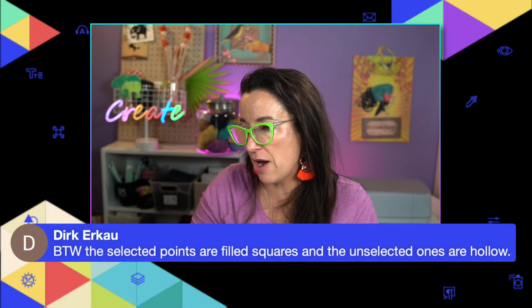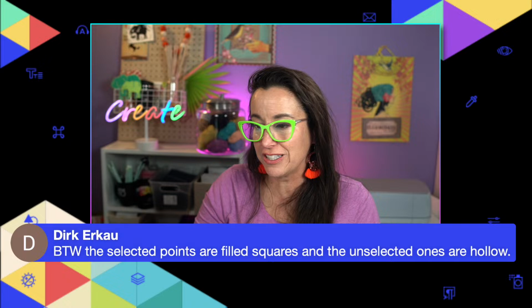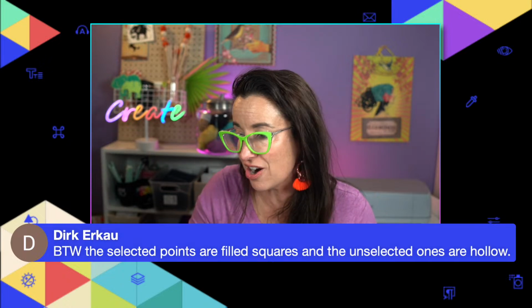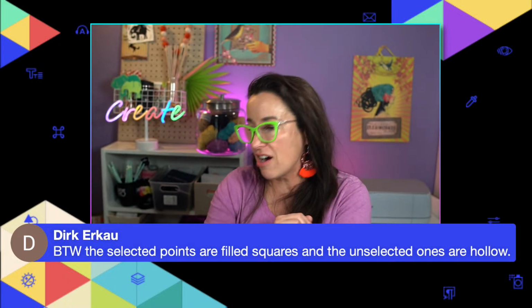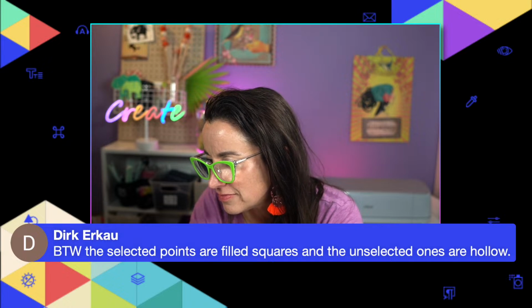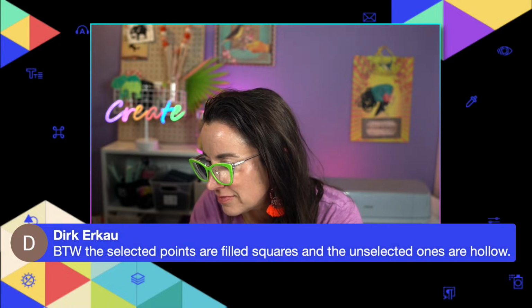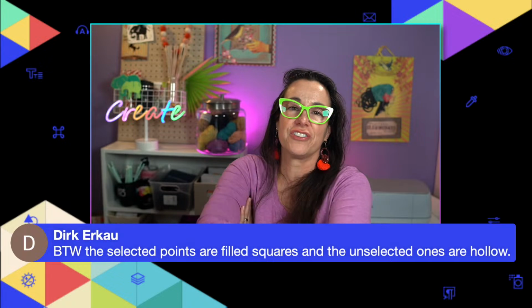Dirk is also pointing out, by the way, the selected points are filled squares and the unselected ones are hollow. Oh, they're squares, not circles. Sorry. That's why it helps if you make the points bigger. Yes, they are squares, but one is filled and one is hollow. And if you can't tell what shape it is, you definitely need to make them bigger.